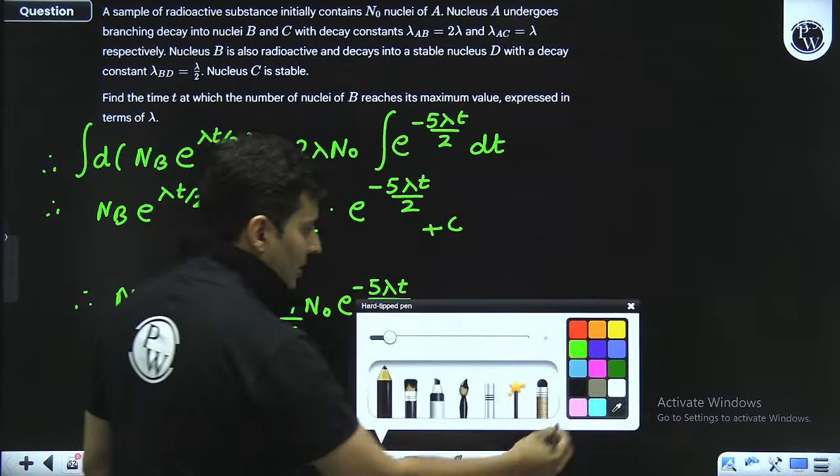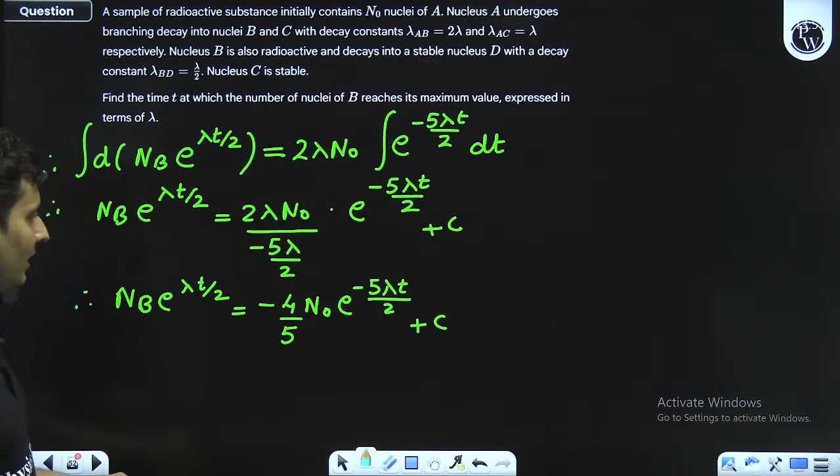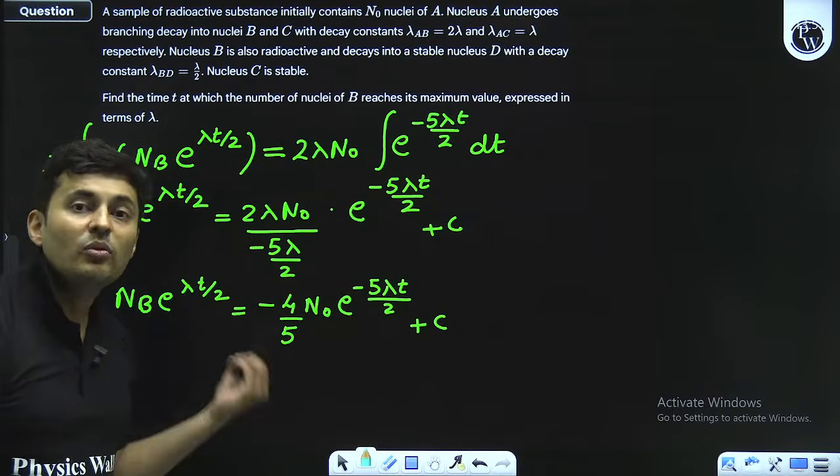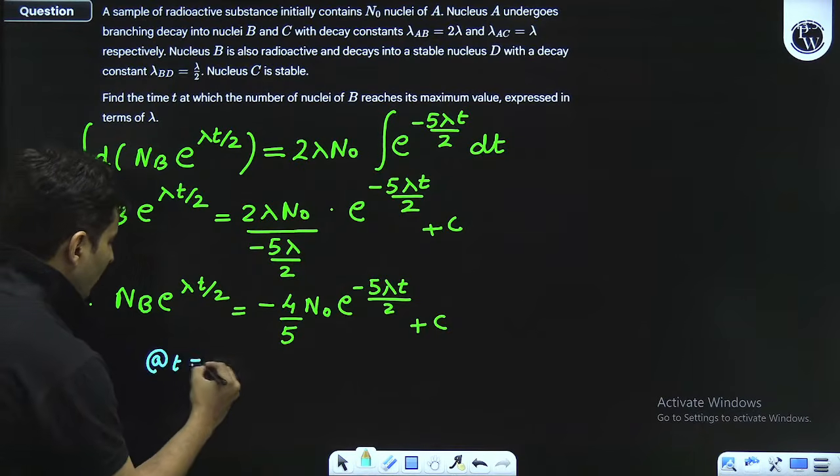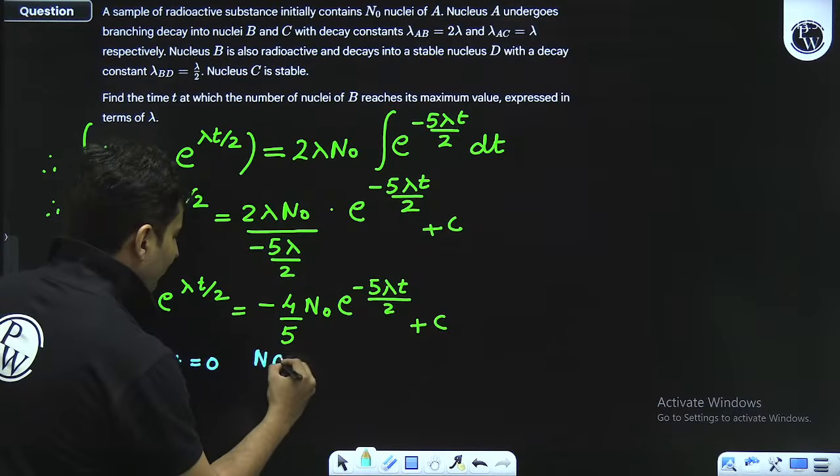Okay, now comes the crucial step where we figure out the constant of integration. Initially, b would not have been there. So at t is equal to 0, nb will be 0.